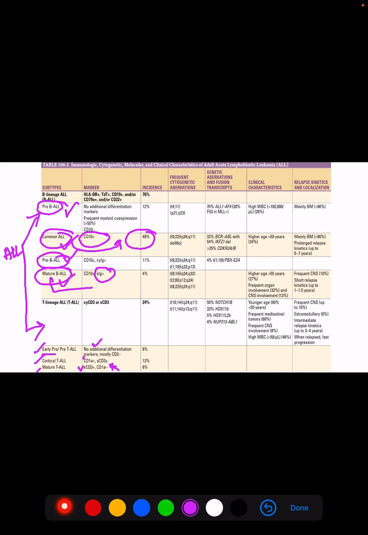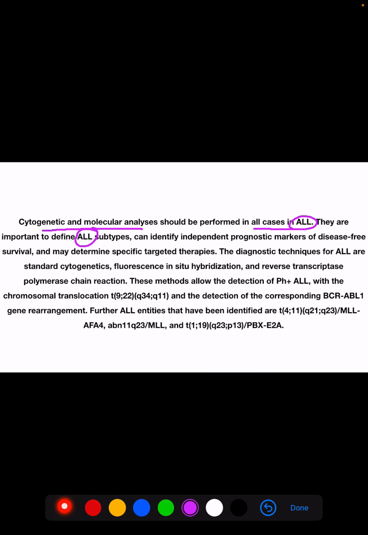So here we can see the different cytogenetic aberrations, because we should know the cytogenetic subtypes. So it could be t(9;22) or t(4;11) or t(8;14), t(8;22). So all cytogenetic aberrations or genetic aberrations and fusion transcripts. So why is this important? Because it can identify independent prognostic markers of disease-free survival and may determine specific targeted therapies.